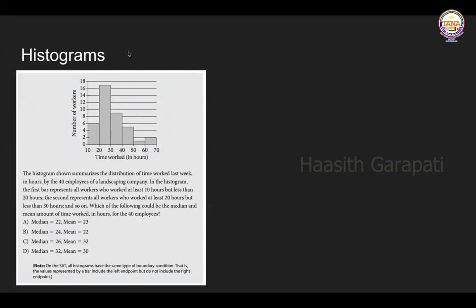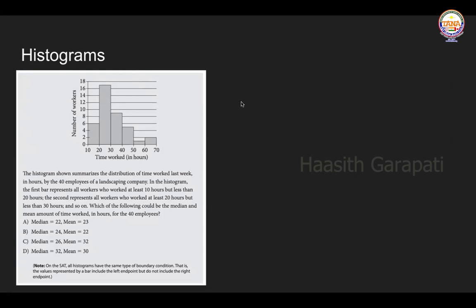Oh, okay, yeah. It can be a little bit scary when they give you something really open-ended like this. You're like, how do I find the median and mean without the actual number values, right? Well, you don't need the actual number values in order to make an assumption. I'll show you what I mean.